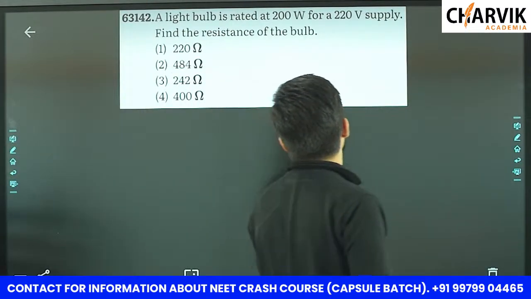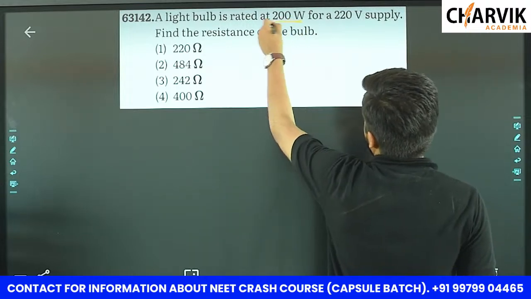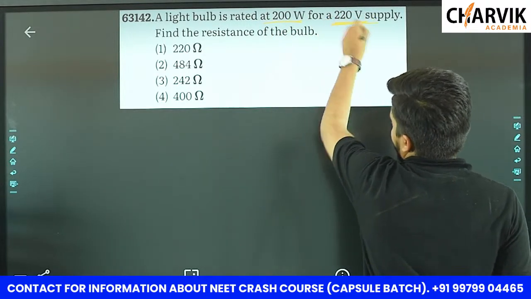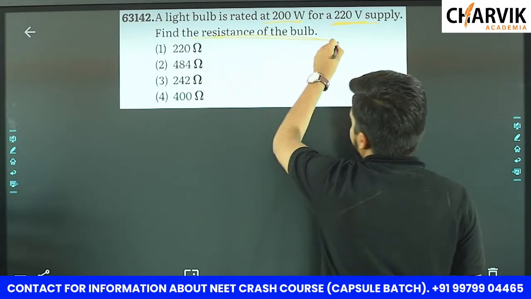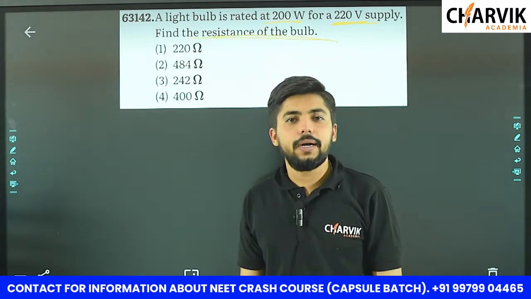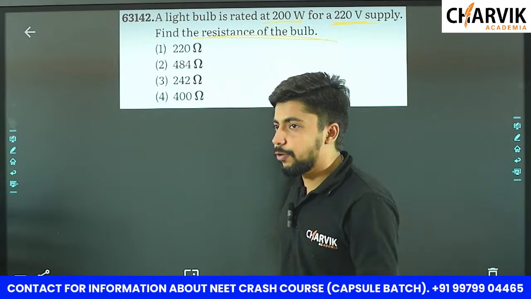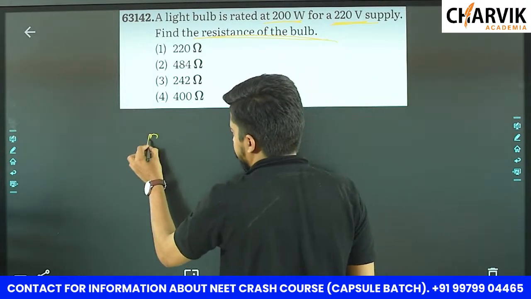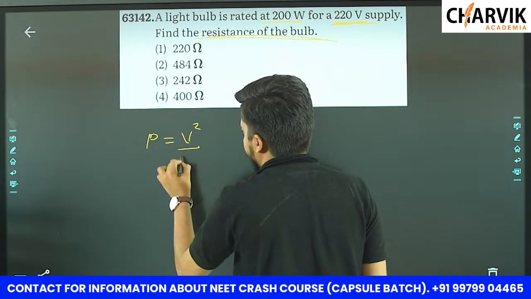A light bulb is rated 200 watt for a 220 volt supply. Find the resistance of the bulb. Even a student of the 9th or 10th standard can solve it very easily. There is a formula in the standard 12 chapter number 3. P is equal to V square divided by R.